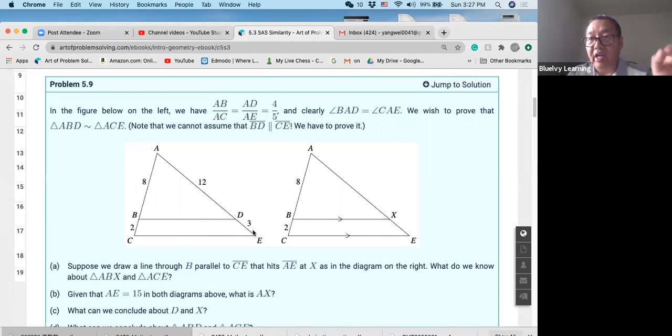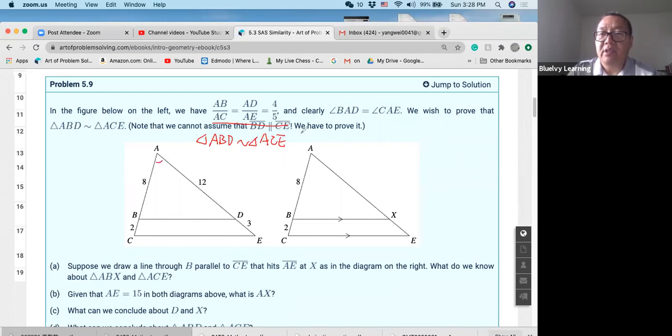The condition here is that they only give you these two pairs of sides with the same ratio, and they share this angle. So based on SAS similarity, we can get that triangle ABD is similar to triangle ACE, right? Because these two pairs of sides have the same ratio, and the angle formed by these two sides is the same because they share it. So these two triangles are similar.